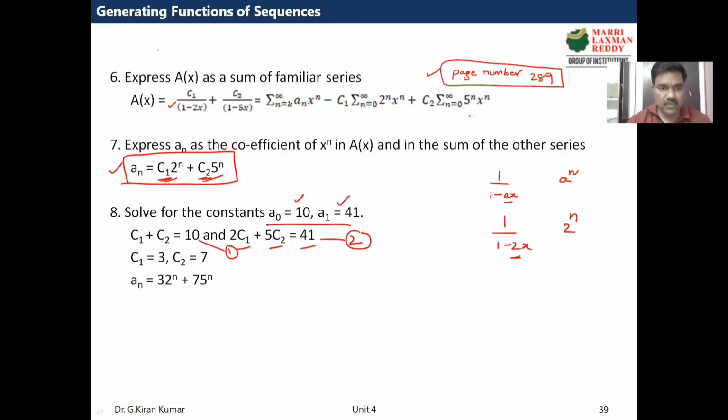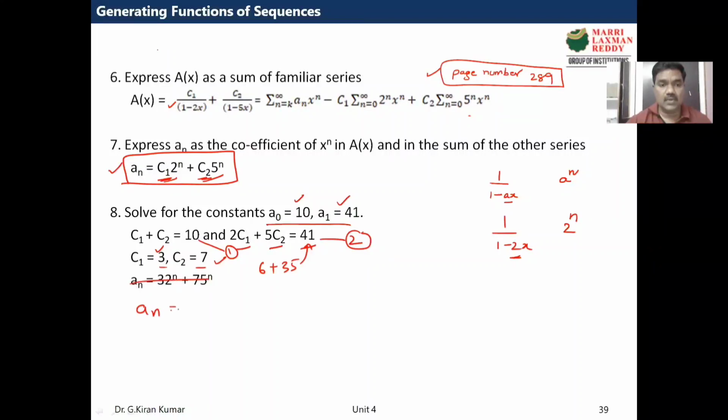Let me check whether both the equations are satisfied. Equation 1 is satisfied because 3 plus 7 equals 10. Then here 2 into 3 equals 6, and 5 into 7 is 35, so it equals 41. So C1 is 3 is correct, and C2 is 7 is correct. So what is the final answer?